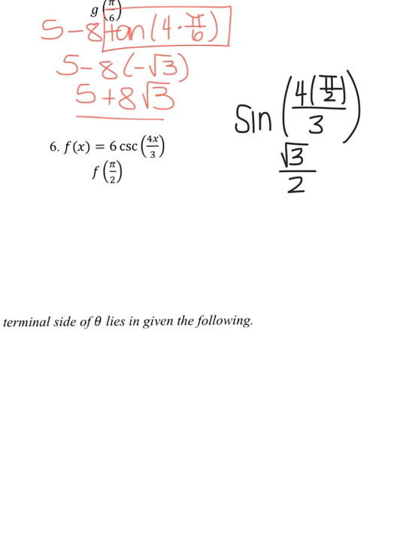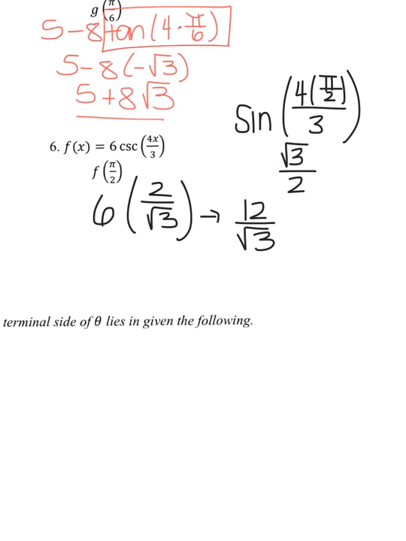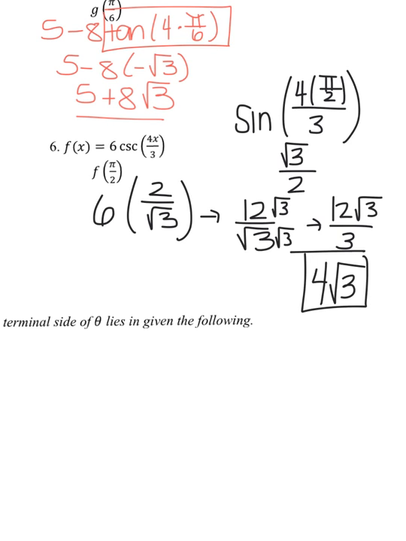But remember, I don't want the sine of 4x over 3. I want the cosecant of 4x over 3. So I'm looking for the reciprocal, which would be 2 over the square root of 3. This gives me 12 over the square root of 3. But when I rationalize it, that is 12 square root 3 over 3. Final answer in simplest form would be 4 square root 3 for number 6.